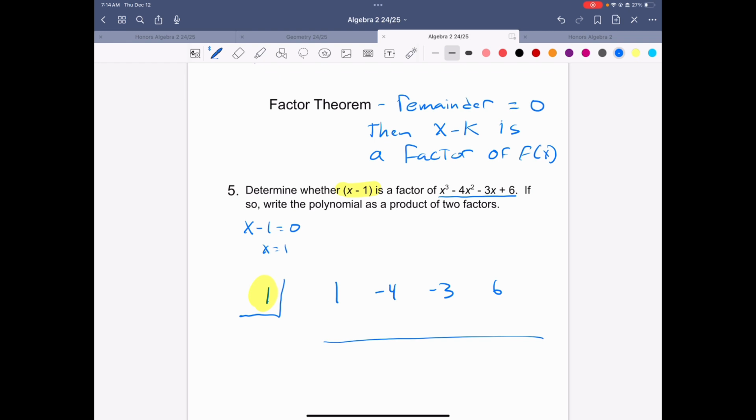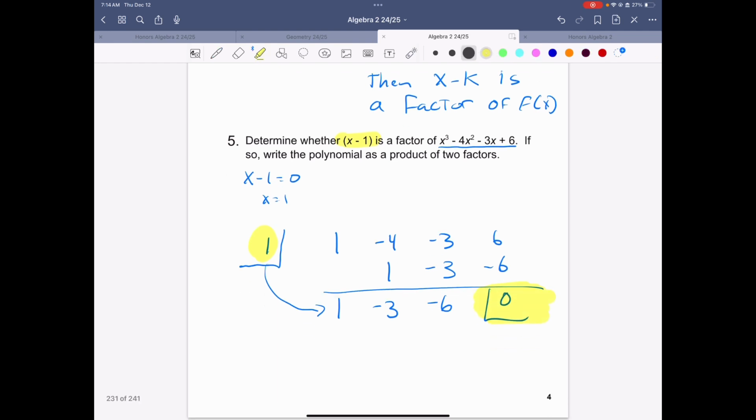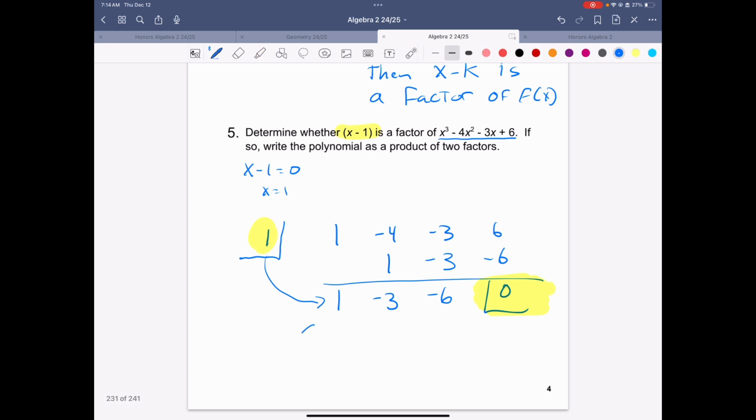Sorry, we draw our line, bring down the 1. We should be getting good at this by now. 1 times 1 is 1. That's negative 3. That's negative 3, that's negative 6, that's negative 6, and it's 0. So my remainder is 0. Because my remainder is 0, that means that x minus 1 is one of my factors.